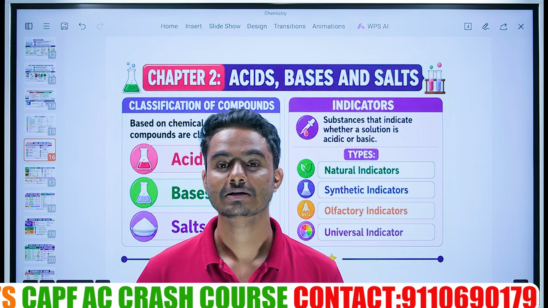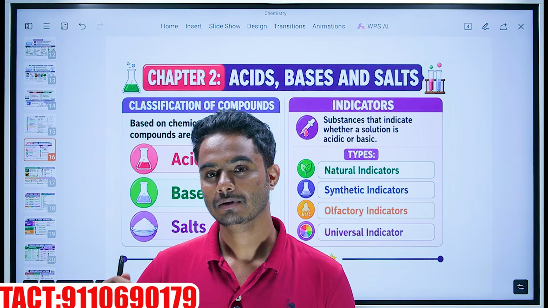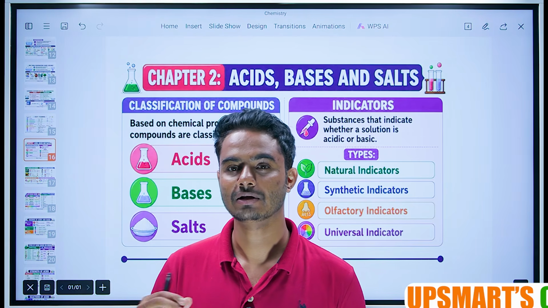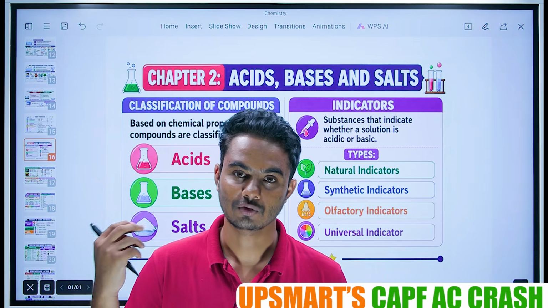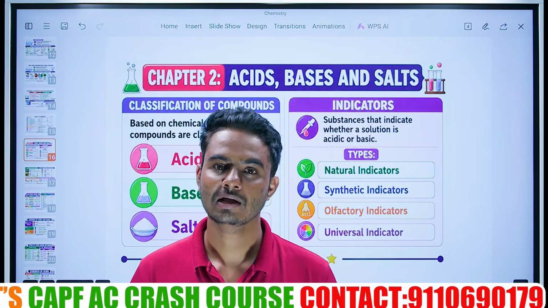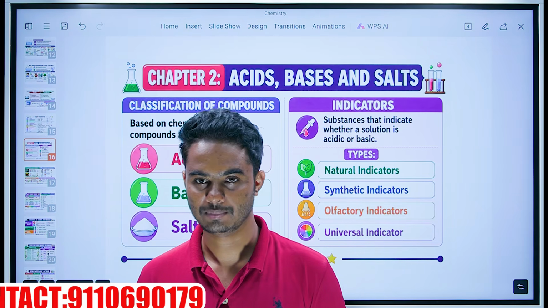In the previous class, we studied everything about what matter is, how matter is classified, and various other information regarding matter, so that whatever question is asked from the matter topic can be easily answered in the examination. So the matter as a chapter is completed.